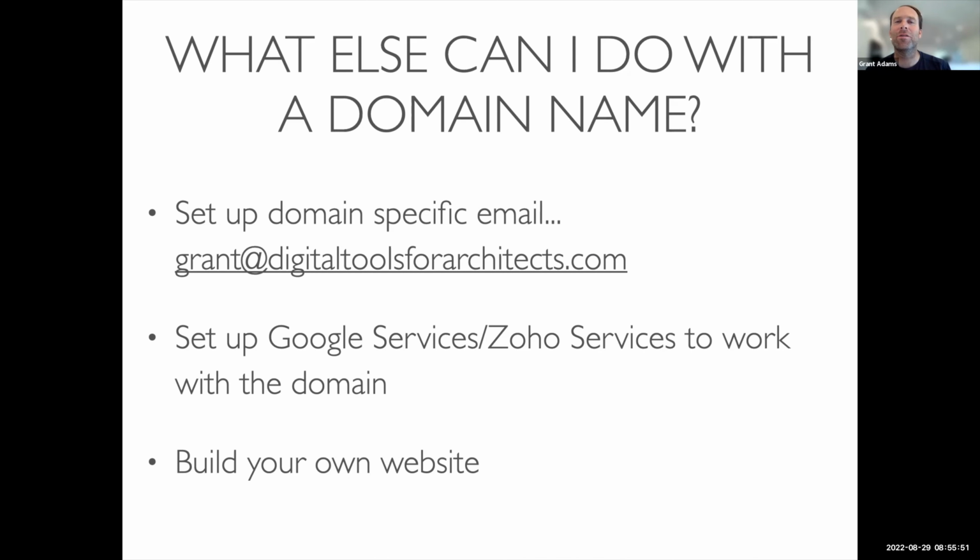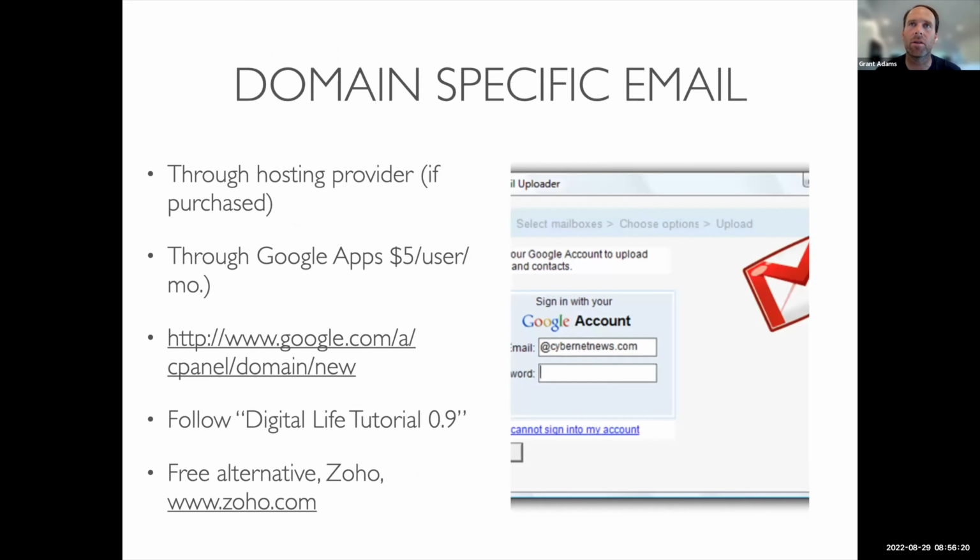The other thing you can do if you have a domain name is you can set up a specific email, and this is a lot more professional than a gmail.com. You can have grant@digitaltoolsforarchitects.com or any one of your other domain names. And it just helps with your professional setup. You can do this through Google services, Zoho services. There's a bunch of them out there. You can obviously build your own website, and all of these do cost a little bit of money every month to do, but it also increases your professional face, I think, going forward.